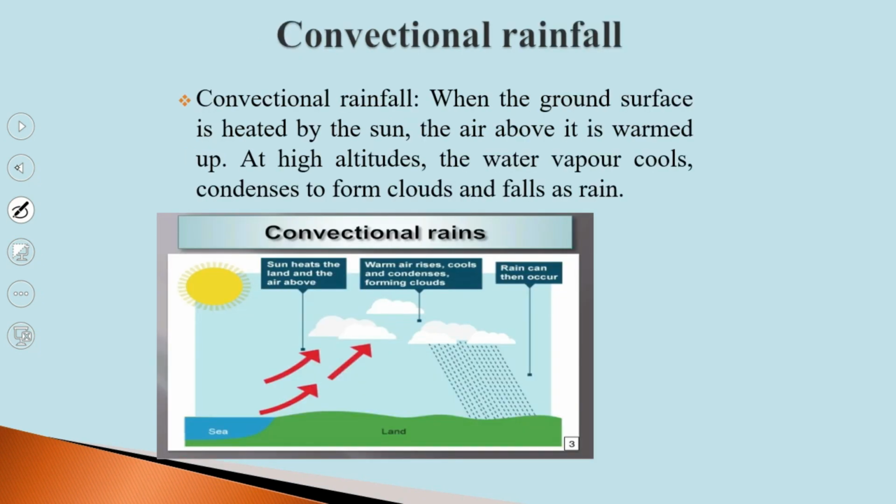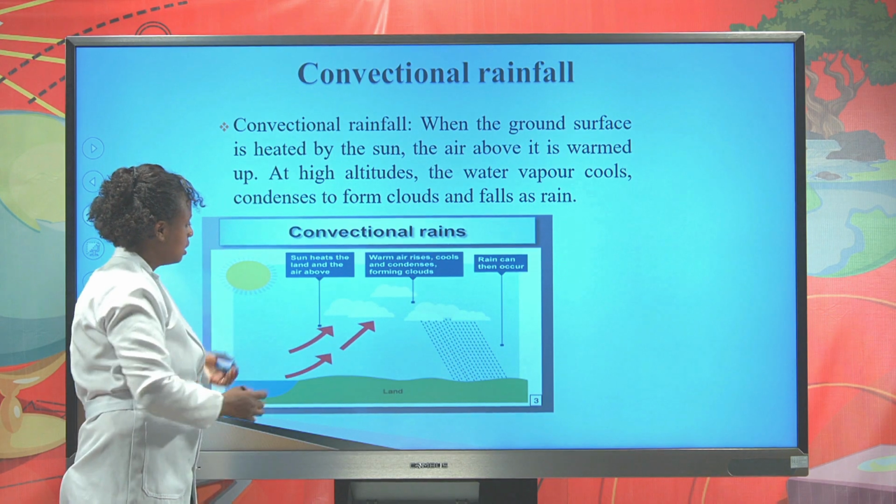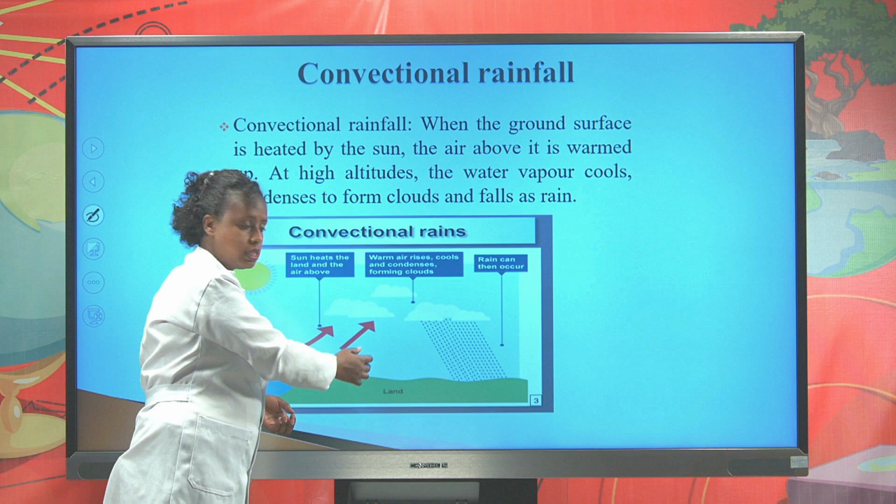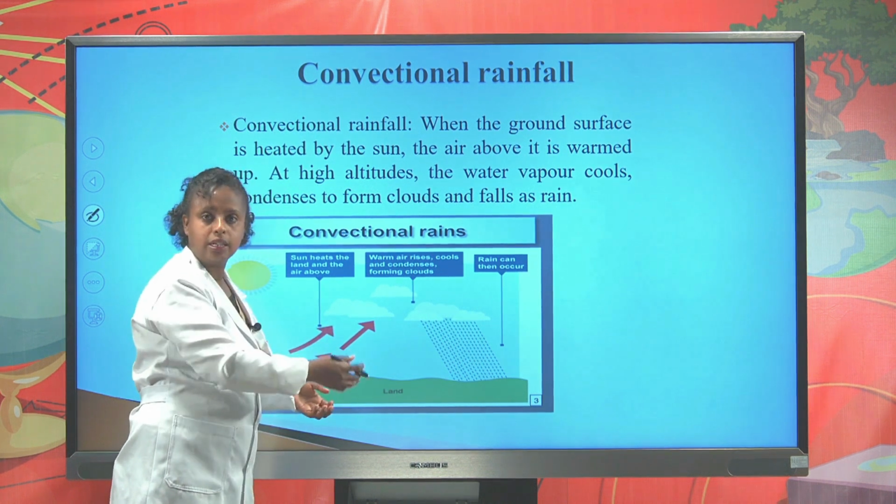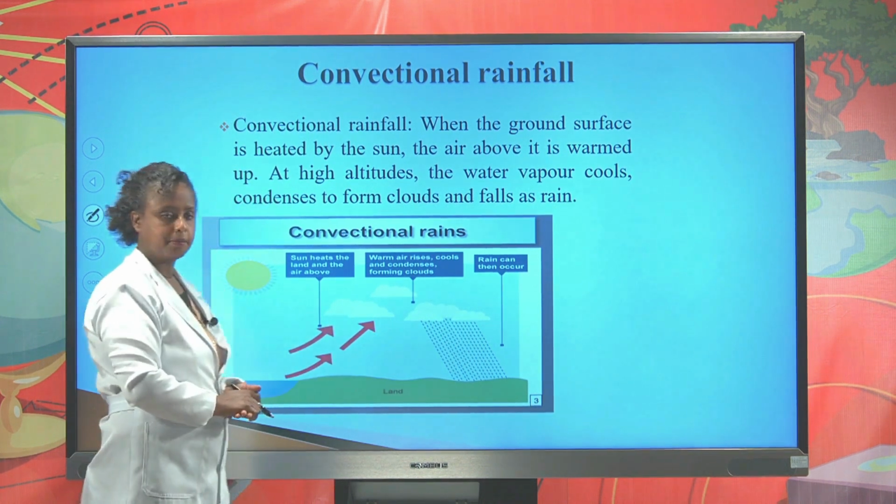Convectional rainfall is formed when the surface ground is heated by the sun, and the moisture from the ground and the air also warms. Then the moisture changes into vapor by heat. Then it becomes cool and condensed, forms clouds, then falls in the form of rain.